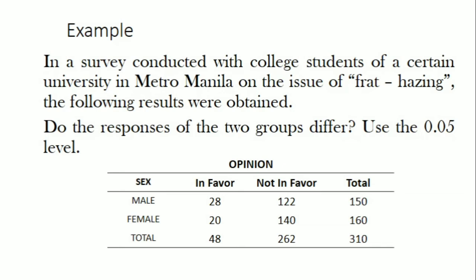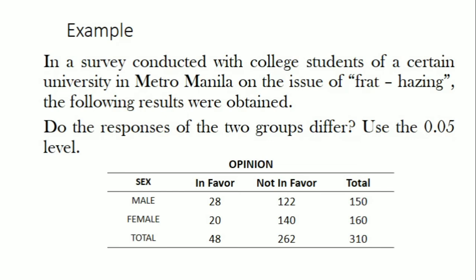Next, example. In a survey conducted with college students of a certain university in Metro Manila on the issue of frat hazing, the following results were obtained. Do the responses of the two groups differ? Use the 0.05 level. The opinion: we have the sexes, male and female. In favor, 28 male, 20 female. Not in favor, 122 male, 140 female. Total, 150 male and 160 female. Total in favor, 48; not in favor, 262. And the grand total is 310.